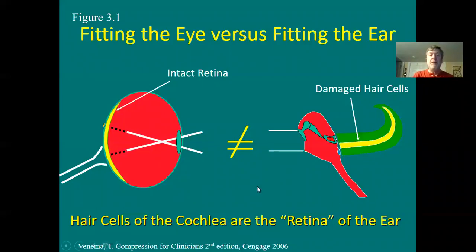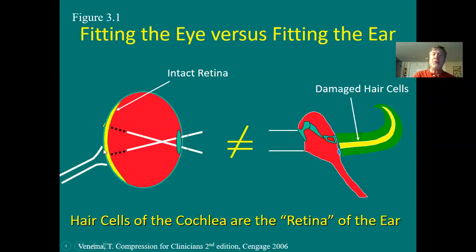Here's an eyeball on the left. Notice that the light isn't being focused properly upon the intact retina. It's kind of ending here. It should get to here. If the light gets to here, then you've got good vision. But if it's not getting right to that retina, you've got blurred vision.